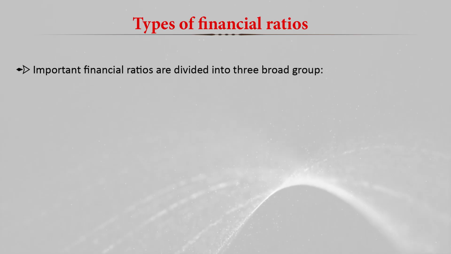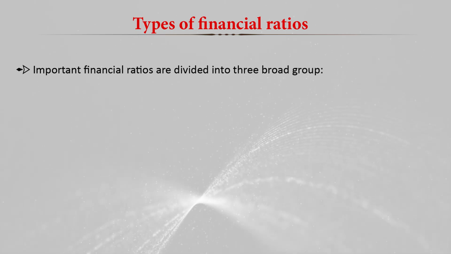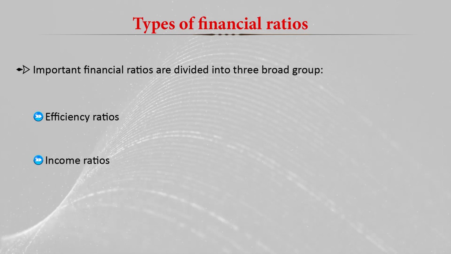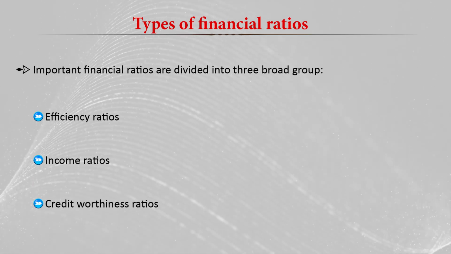There are different types of financial ratios, and basically they are grouped into three broad categories. One is the efficiency ratio, another is the income ratio, and third is the credit worthiness ratio.